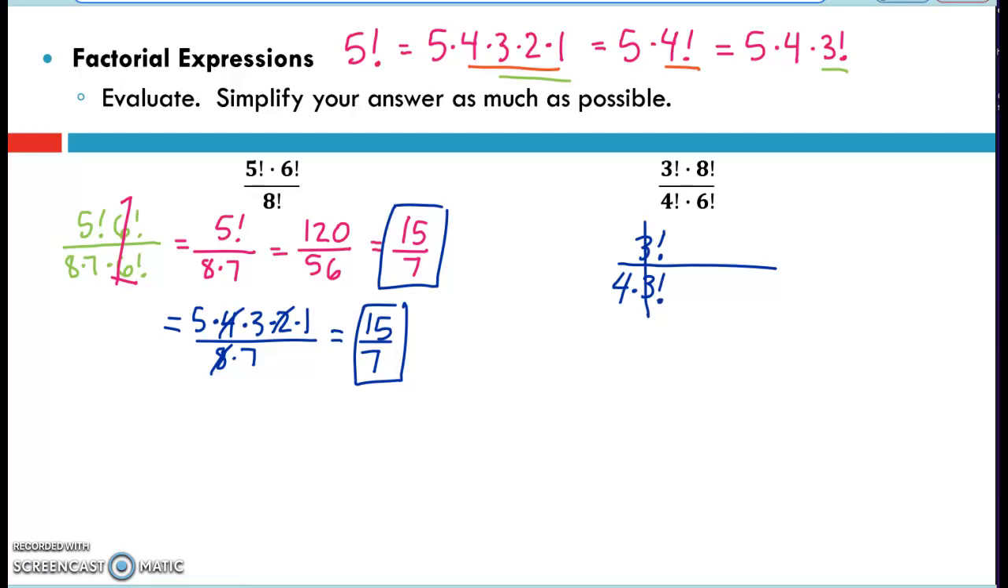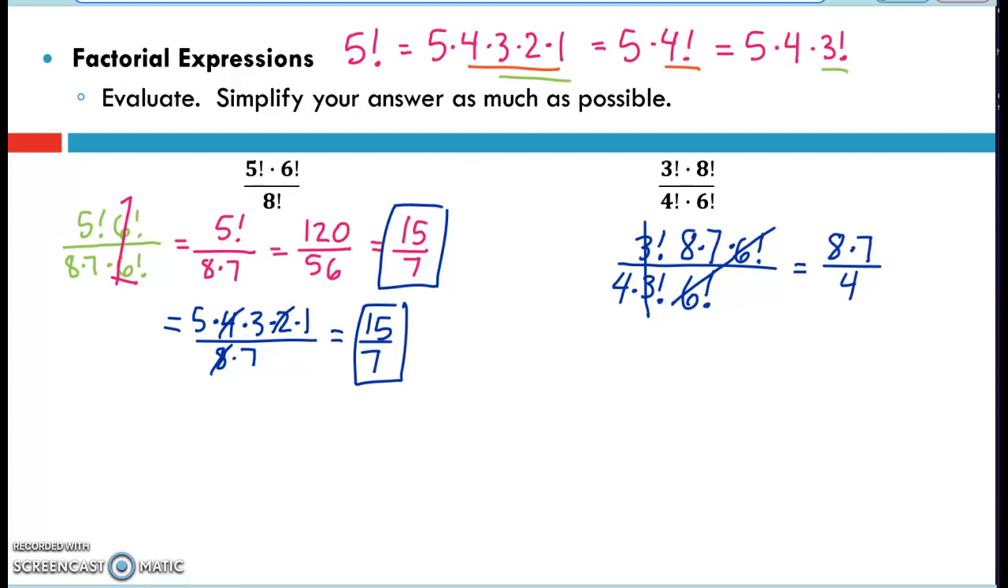But then I still have a 6 factorial on the bottom, but then I know with the 8 factorial I can make a 6 factorial. That's 8 times 7 times 6 factorial. So the 6s become 1. And what's left is 8 times 7 divided by 4.